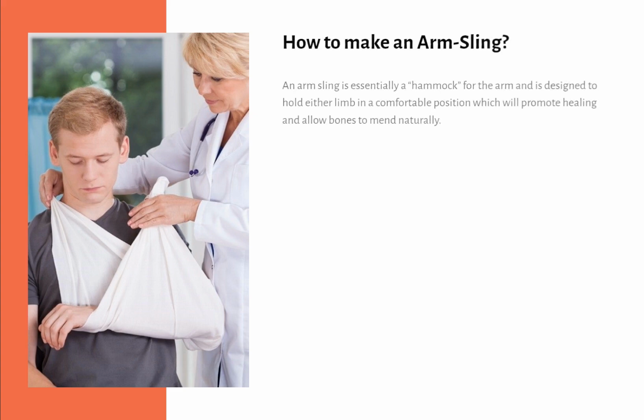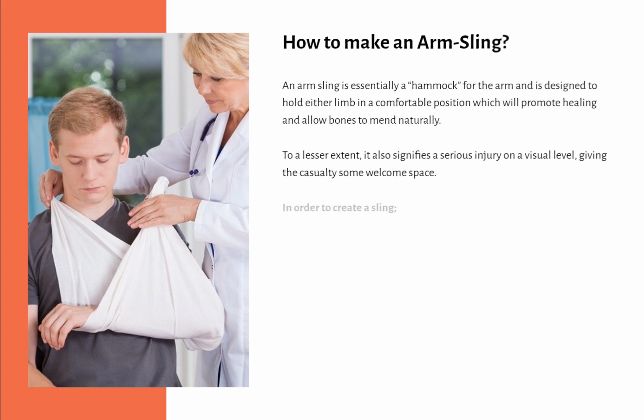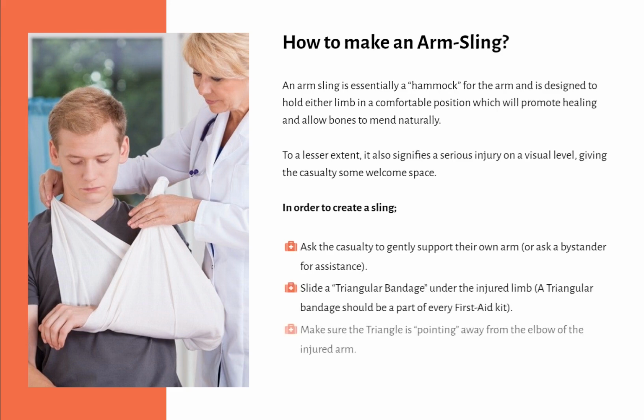How to make an arm sling. An arm sling is essentially a hammock for the arm and is designed to hold either limb in a comfortable position, which will promote healing and allow bones to mend naturally. To a lesser extent, it also signifies a serious injury on a visual level, giving the casualty some welcome space.